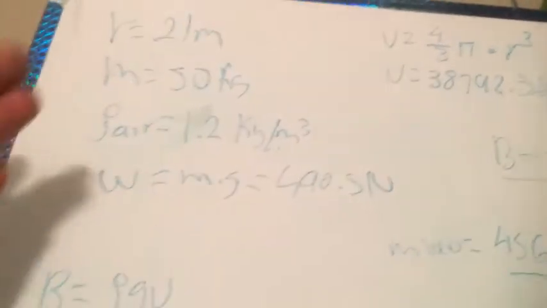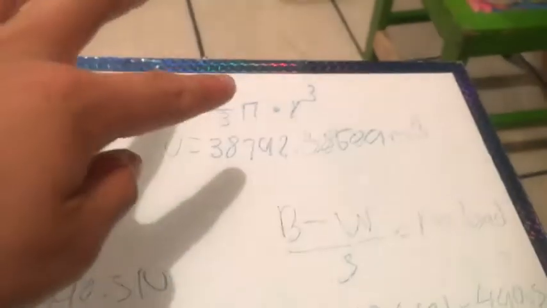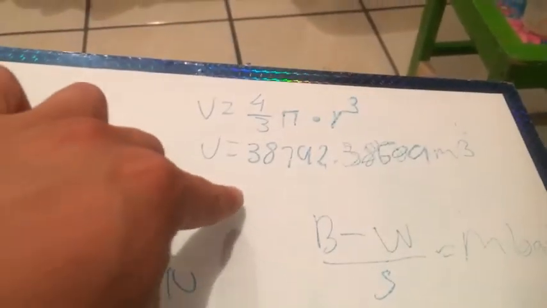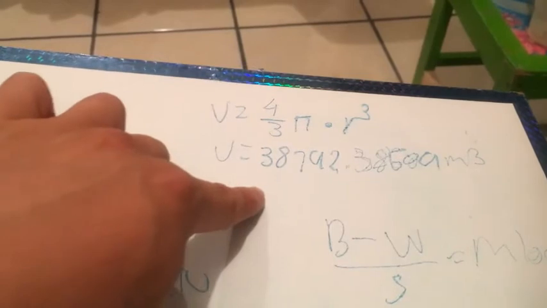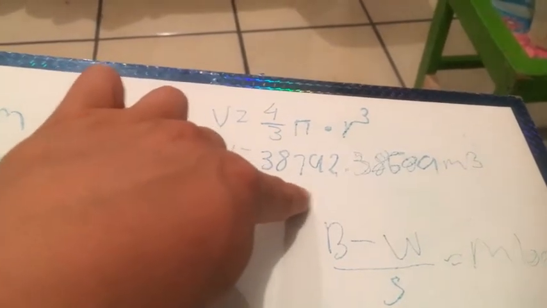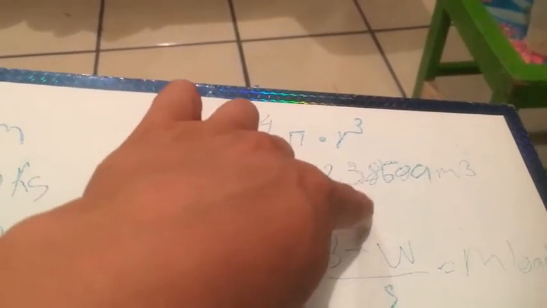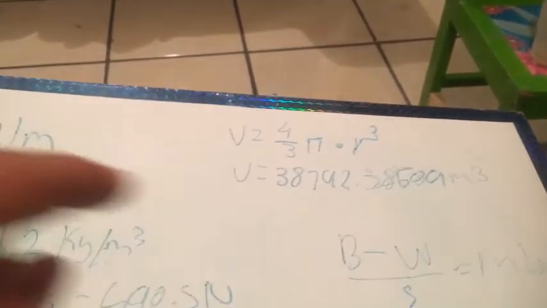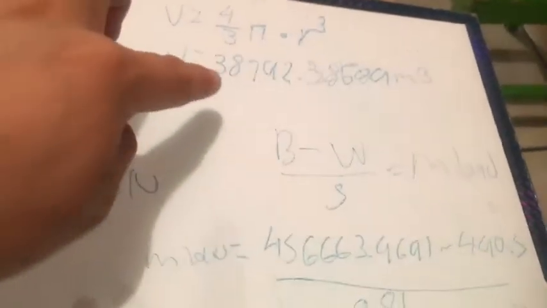Then, with this information, we can now know the volume. Volume, 4/3 of pi times radius to the cubic. Radius to the cubic. And the result is going to be this, the volume, 0.3869 meters cubic. Then, now we have volume.